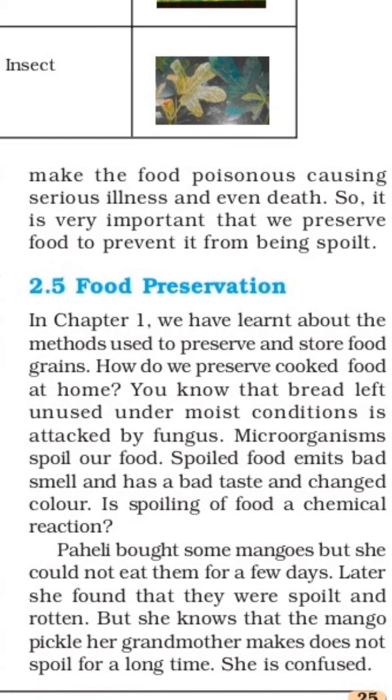Now here, why does food poisoning occur? Food poisoning could happen because of the microorganisms which are present in the food. Those microorganisms grow on the food, and sometimes they produce toxic substances, and these toxic substances make the food poisonous and cause serious illness like vomiting, and maybe even death also. So it is very important that we preserve food and prevent it from getting spoiled.